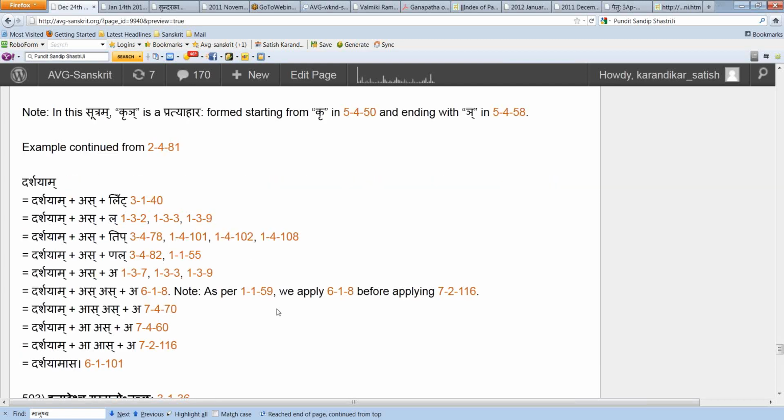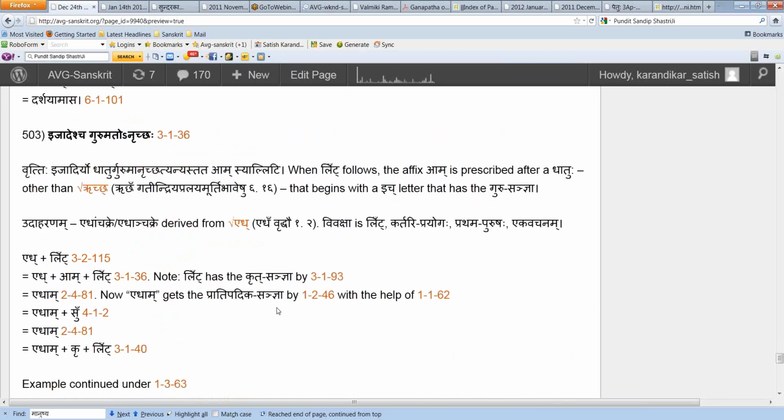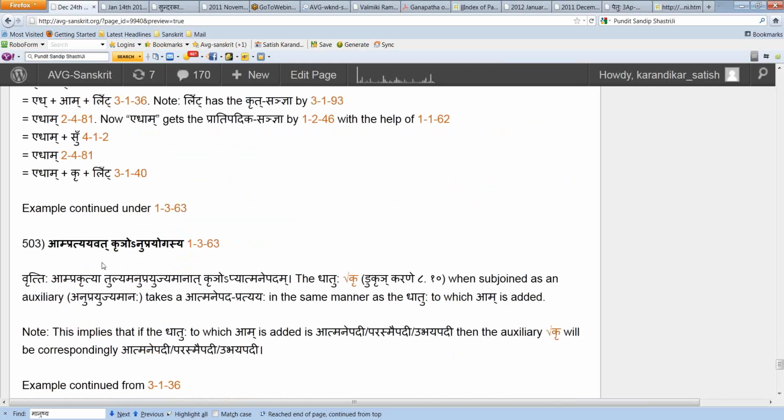We'll see a sutram which says that am pratyayavat kriyonu prayogasya. When we see it in the class next time, it says that when the dhatu kru only is used in anuprayogaha, the question comes that dhatu kru is ubhayapadi. So in anuprayoga, should the dhatu kru take parasmanepadam or atmanepadam? You can take both technically, depending on where the fruit of the action is going. But the sutram says am pratyayavatta.